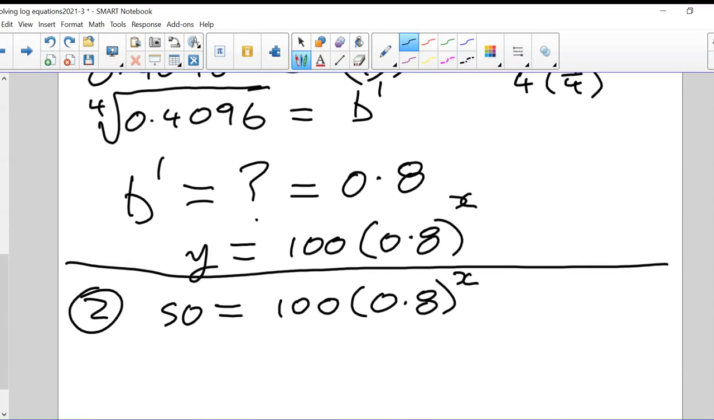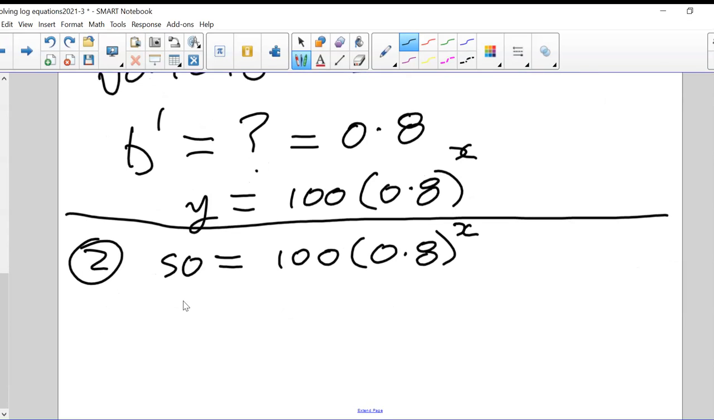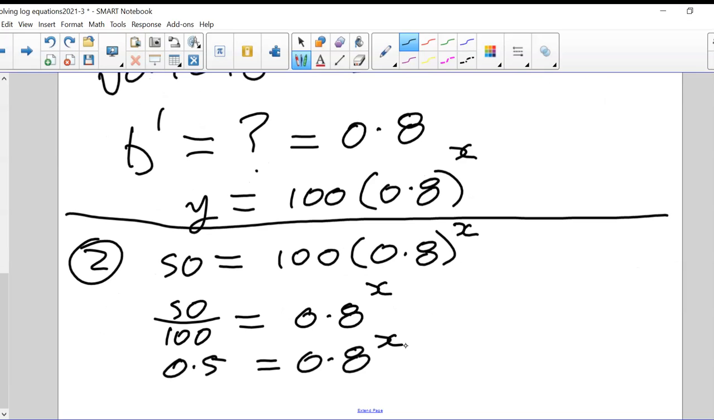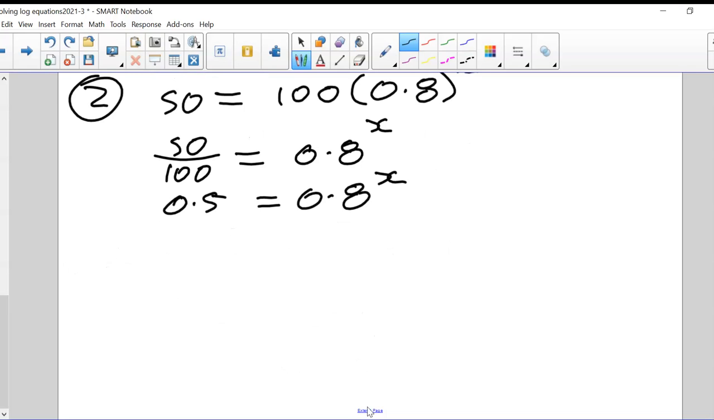I think we all know the first step is to divide both sides by 100. So it's going to be 50 over 100, which is a half, equal to 0.8 to the power of x. So 0.5 is equal to 0.8 to the power of x. How do we solve for x this time? This is when we bring out the log machine. This is the time you've got to bring out the log machine, because before you weren't solving for an exponent, now you are. So how does this work again? Well, in the interest of time, I'm going to show you how this works.